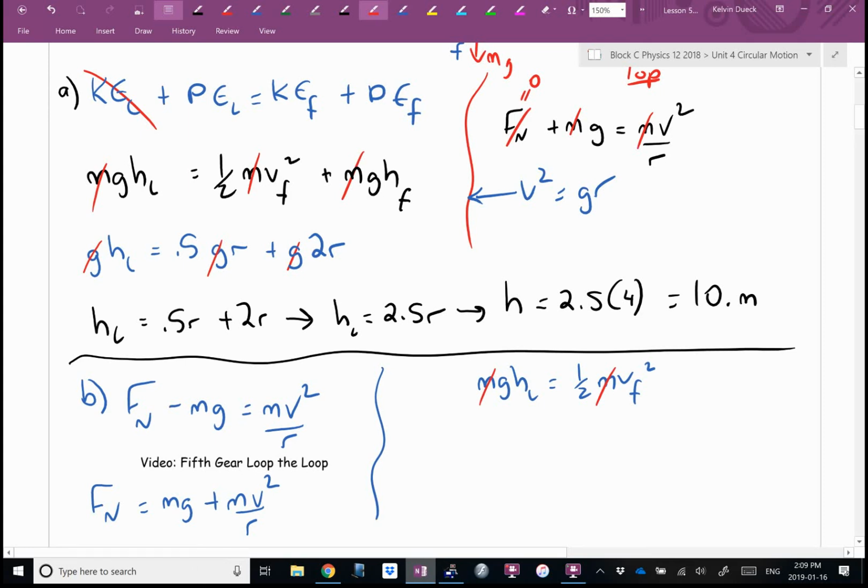I was going to get the v by itself, but wait a minute, there's a v squared over here. I'm going to get the v squared by itself. How? It looks like v f squared is 2g, pause. What would be a more clever way to write h initial?